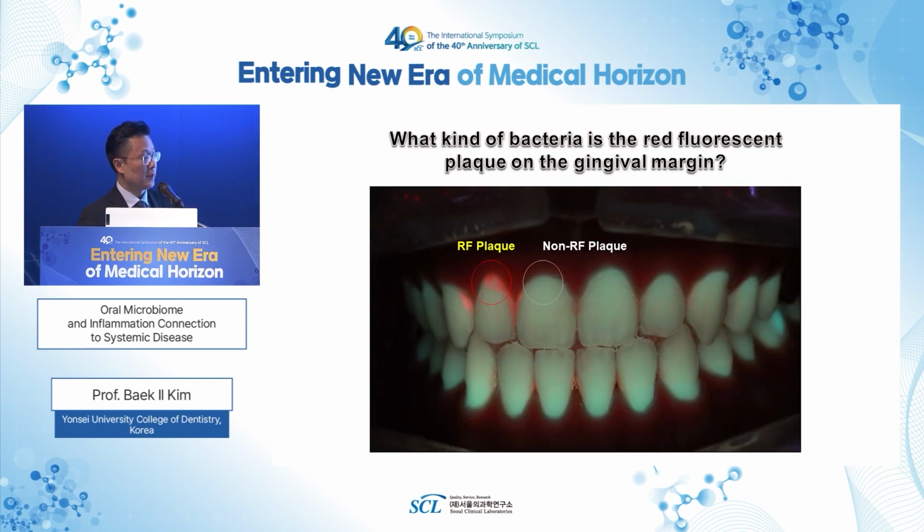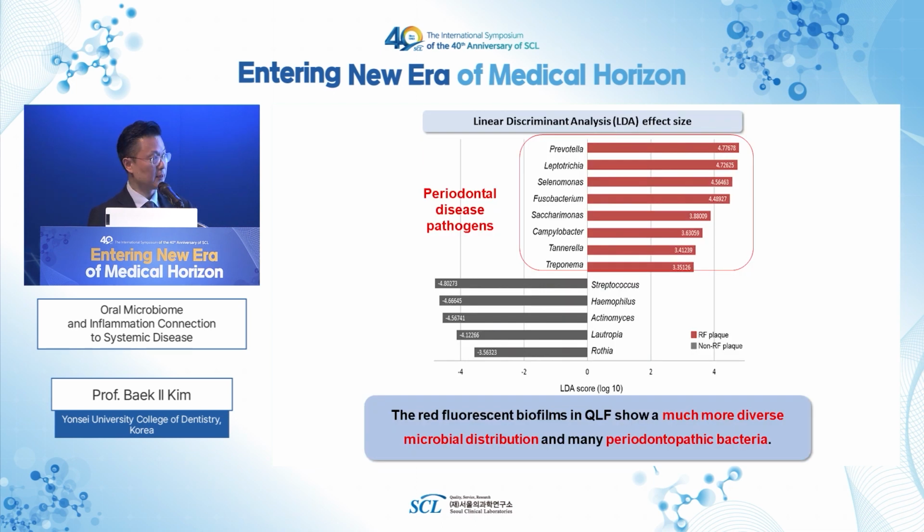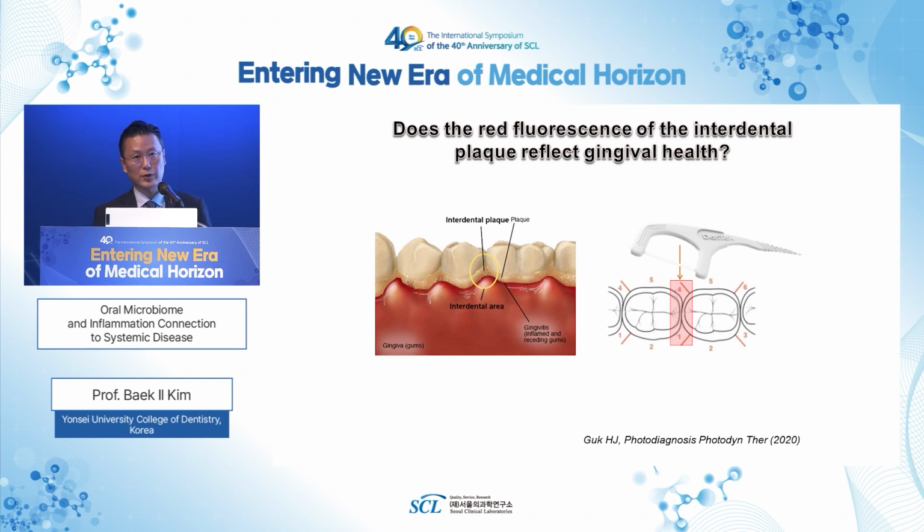We also have an interesting human study. We collected two samples from the same subject: one non-fluorescent plaque sample and one red fluorescent plaque sample. Then we compared what kind of bacteria exist inside. The red fluorescent plaque contains lots of periodontal disease bacteria. So we can say red fluorescent biofilm in QLF shows a much more diverse microbial distribution, and many periodontopathic bacteria exist inside.